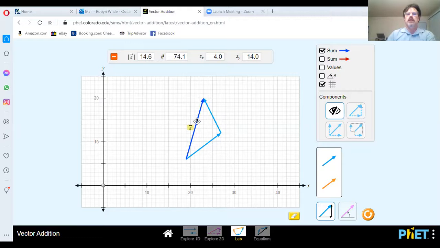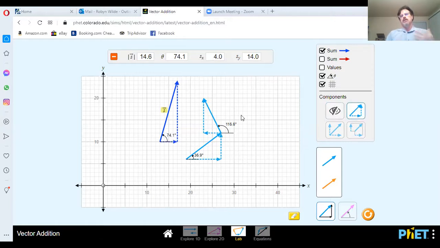Now, I should say other things about this simulation. Let's look at vector S. If I want to get the angle, I can do that. Again, I can draw the components. So in the lab, you'll have various questions about this simulation. And just answer those, write them on a separate piece of paper, and then upload them to Canvas, right? And that will be the lab for this first week.